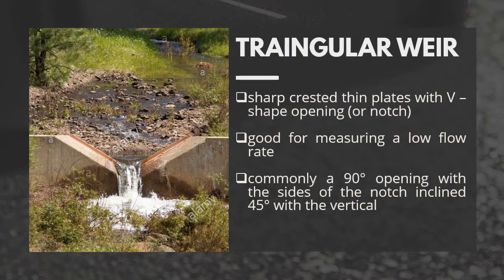The name for a triangular weir is very descriptive. It is a sharp-crested thin plate with a V-shaped opening as presented in the picture. A triangular, or also called V-notch, weir measures low discharges more accurately than horizontal weirs. The V-notch is most commonly a 90-degree opening with the sides of the notch inclined 45 degrees with the vertical. Since the V-notch weir has no crest length, much smaller flows are represented by the given head than for a rectangular weir.